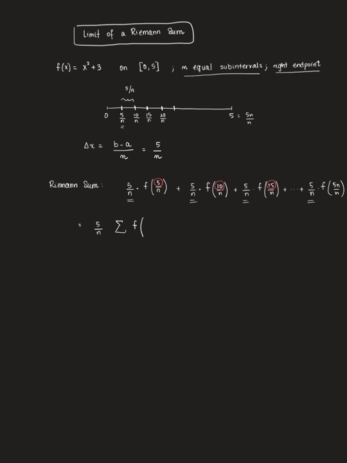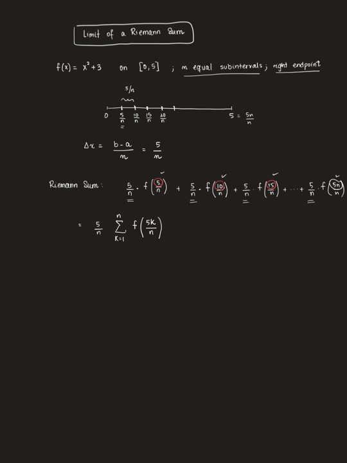So we want to evaluate the function at 5k, where k will start at 1. When k is 1, that's going to give us the 5. When k is 2, that'll give us the 10. When k is 3, that'll give us the 15, and so on. We'll go up to k equals n to get the last 5n over n. So this represents the sum that we just wrote out, the Riemann sum.